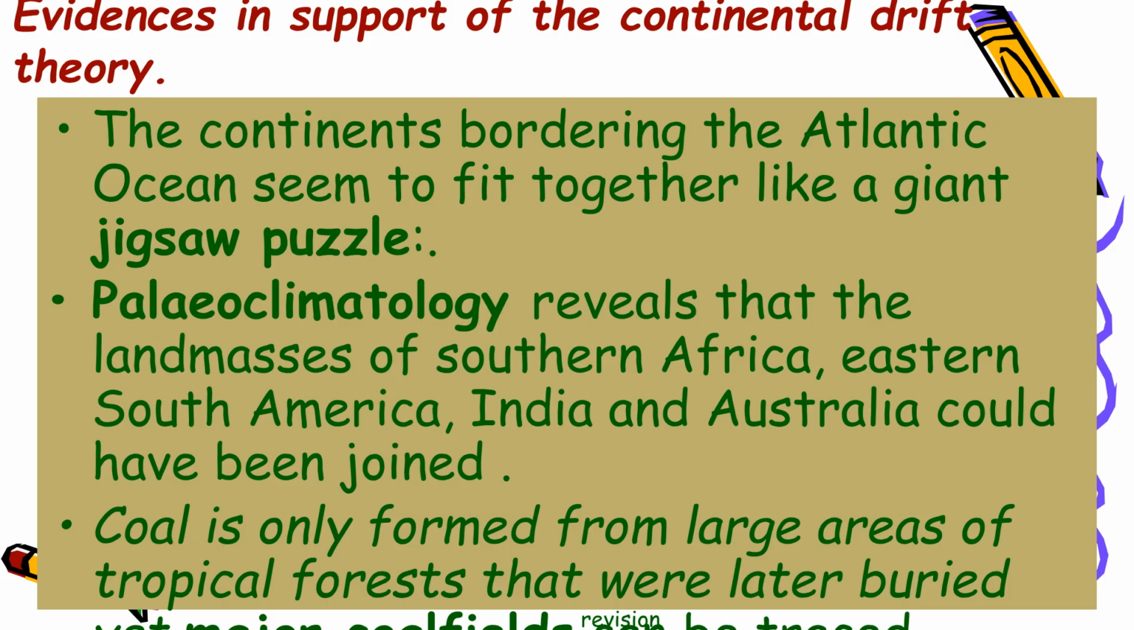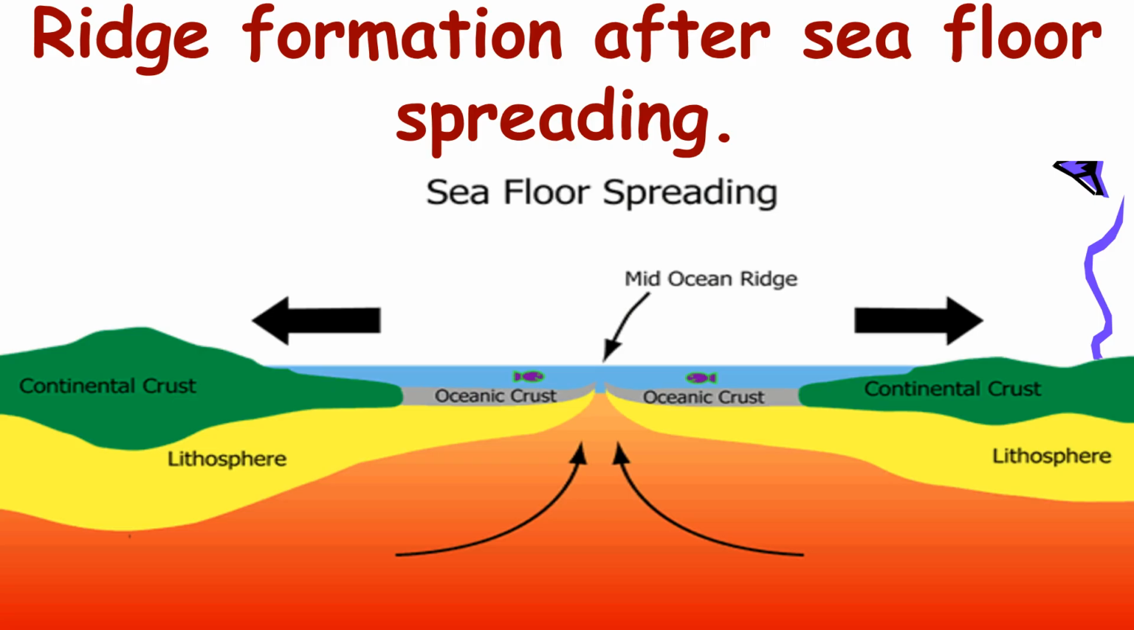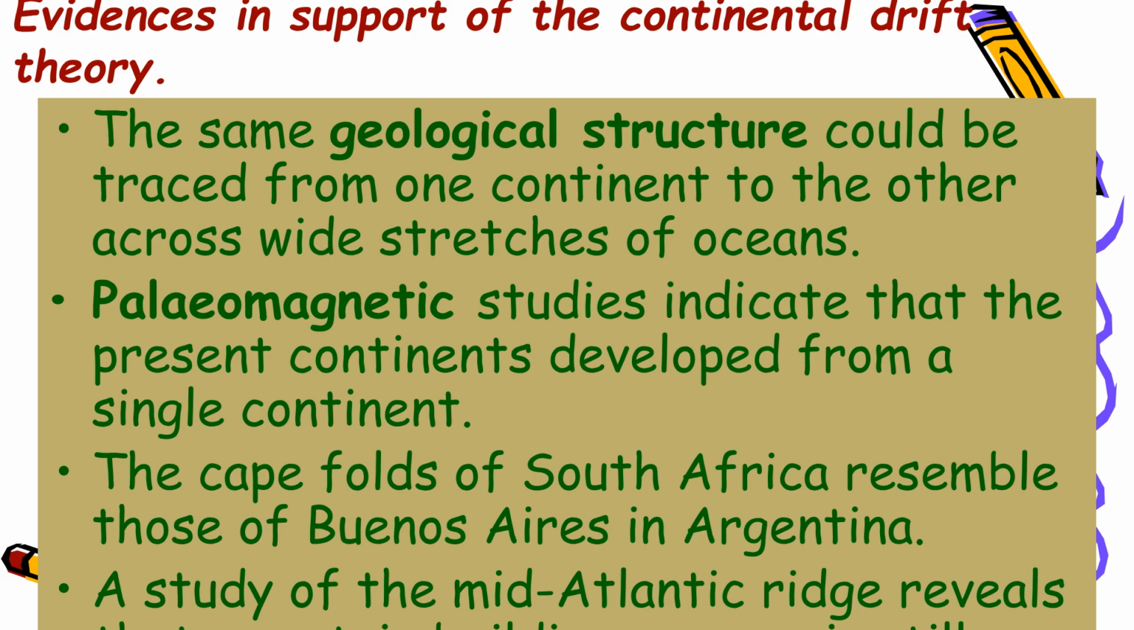Evidence supporting the continental drift theory includes the jigsaw puzzle fit of continents, paleoclimatology data, and the distribution of coalfields beyond the tropics. Seafloor spreading and ridge formation further support the theory, showing new crust forming where plates diverge. Additional evidence includes similar geological structures across continents, paleomagnetic studies, and the resemblance of the Cape Folds of South Africa to those of Buenos Aires.